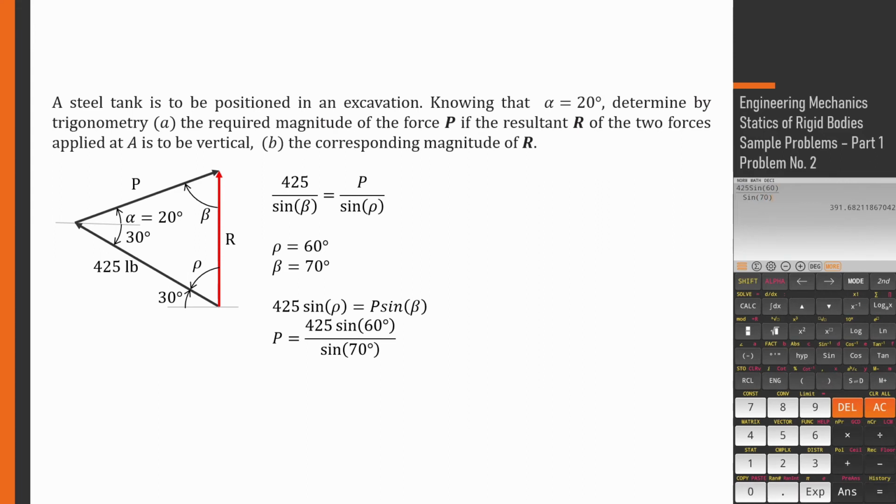So therefore, the value for the magnitude of the force P, so that the resultant is vertical. So let's just store it at A. So 391.6821 pounds.